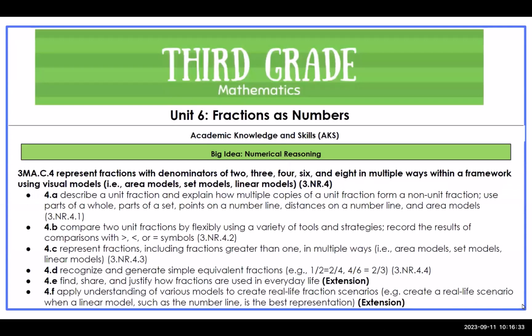Let's take a look at Unit 6 for third grade, Fraction as Numbers. This unit has 1 AKS and 4 IOAs. All parts of this AKS and IOAs will be taught in Unit 6. Just as a reminder, at the end of each AKS or IOA, in parentheses, you will also see that we have the state coding that you can reference if needed when you are searching the Georgia DOE website for resources.